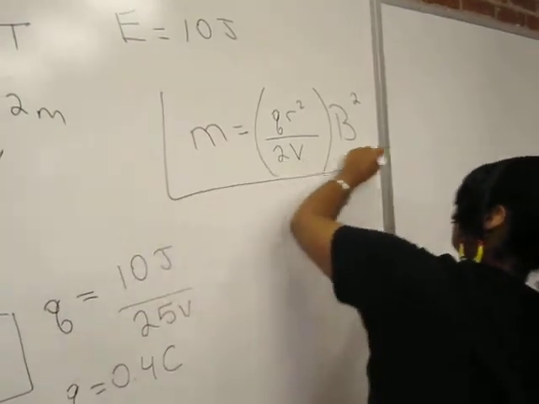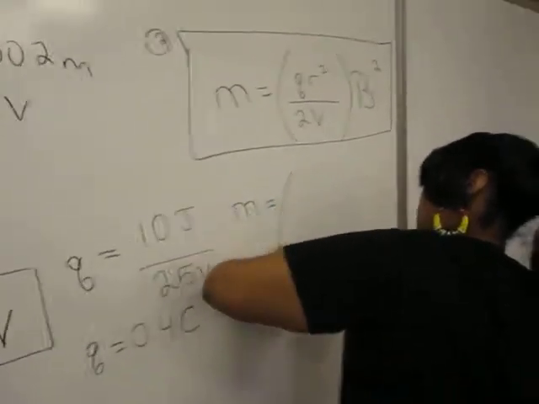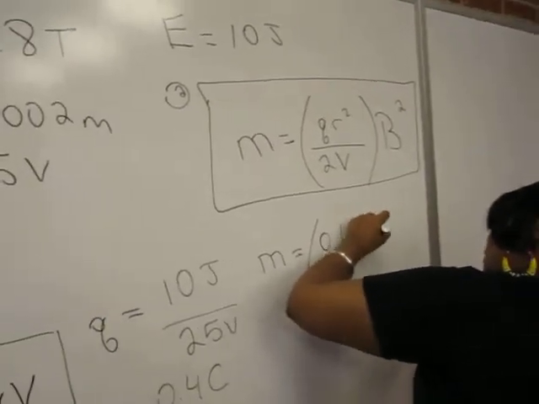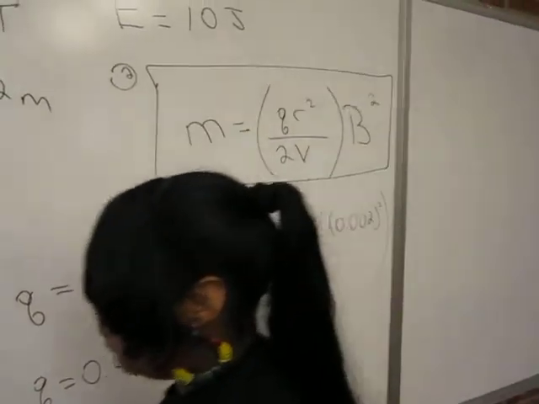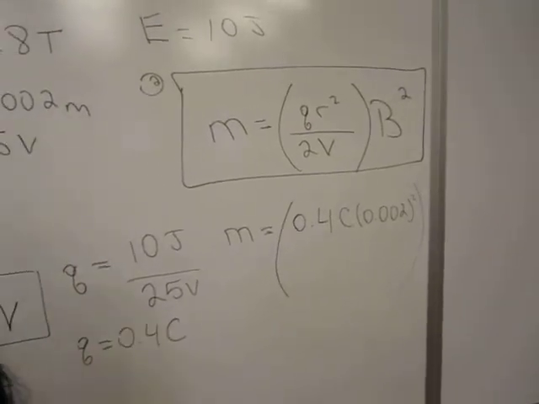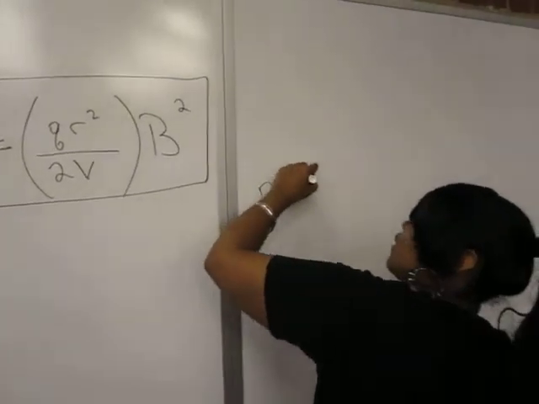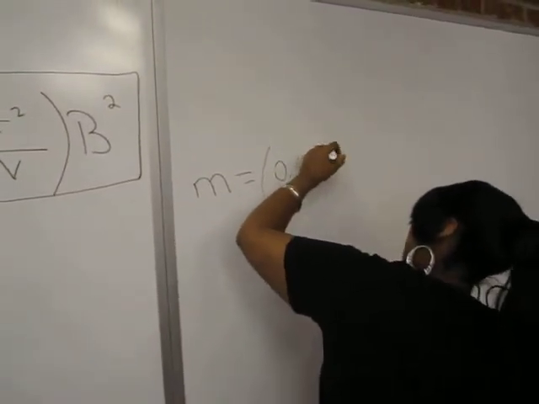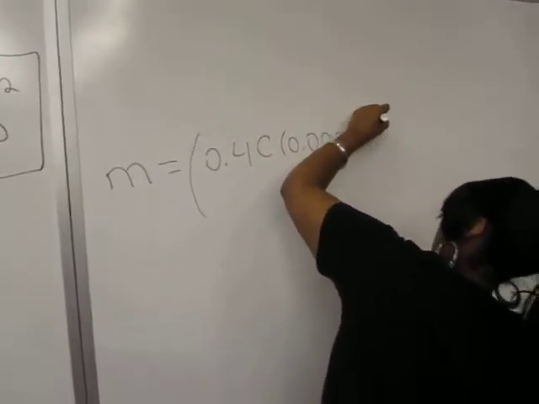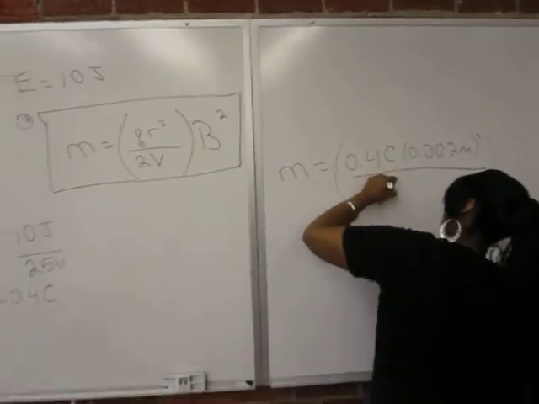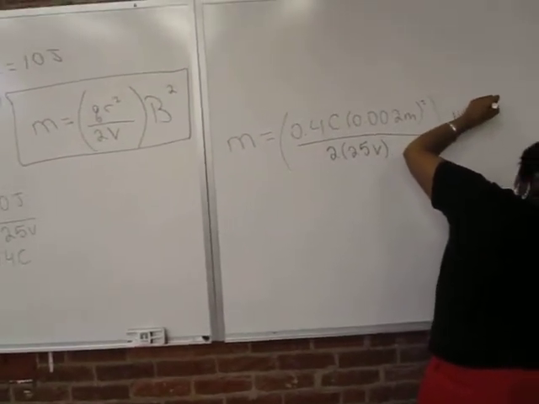So your mass equals 0.4 coulombs times 0.002 meters squared, over 2 times your voltage times 1.8 T squared.